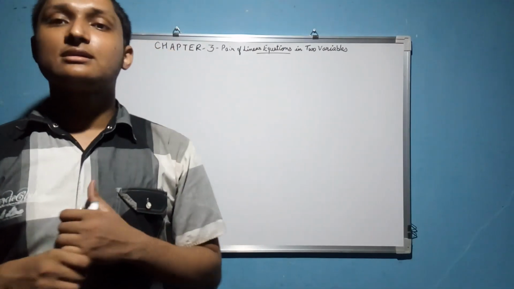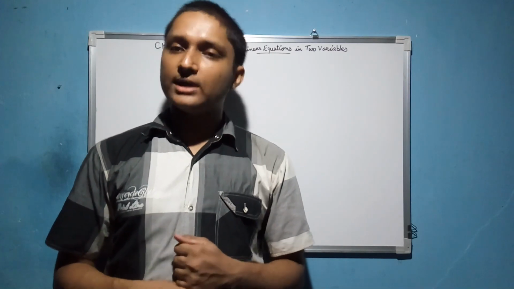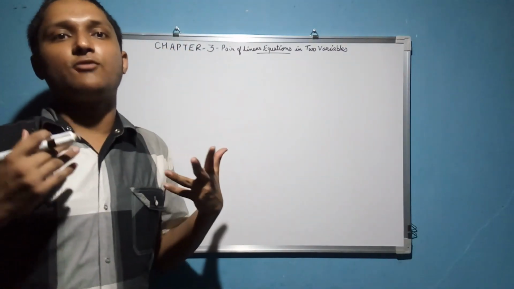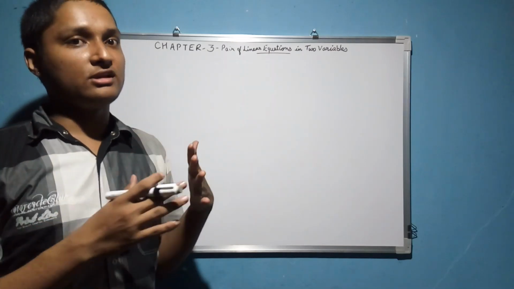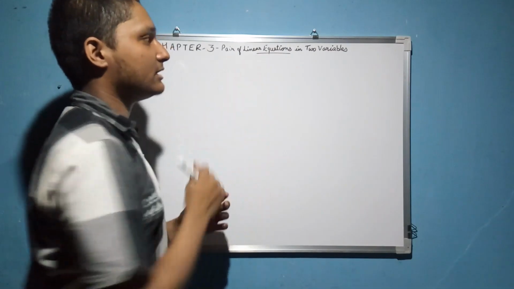You have your chapter 3, that is pair of linear equations in two variables. First of all we need to learn what you are going to learn in this chapter. In this chapter you are going to learn about pair of linear equations.